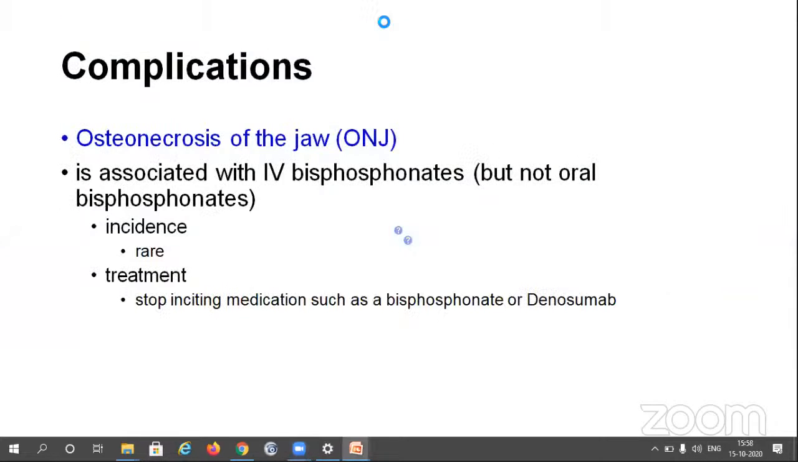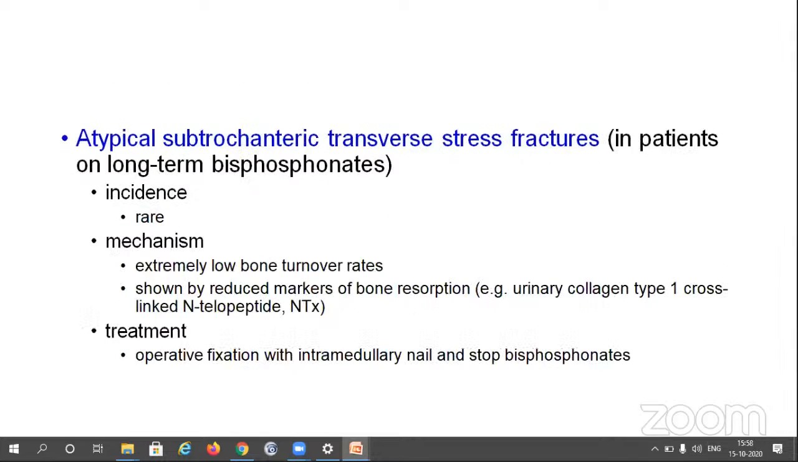Complications: osteonecrosis of the jaw is associated with IV bisphosphonates, but not oral bisphosphonates. Its incidence is very rare, and the treatment is to stop the medicine, such as bisphosphonates and denosumab.